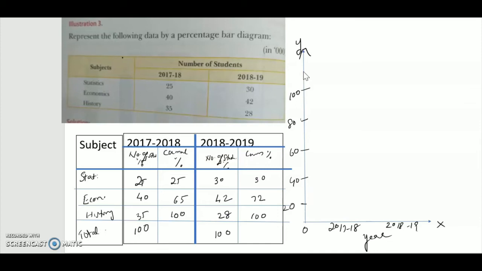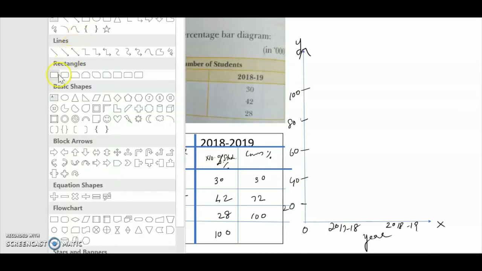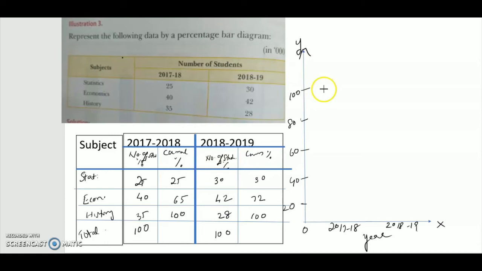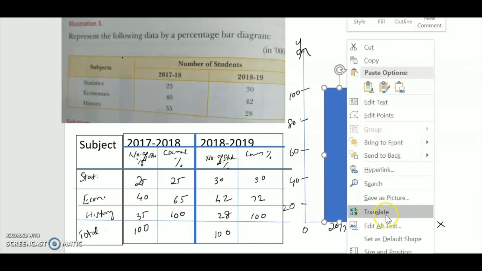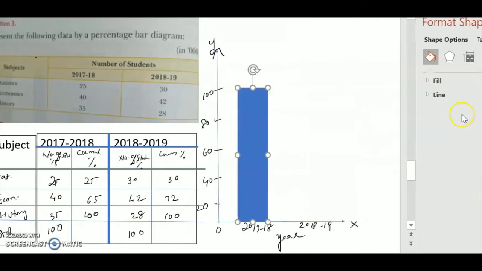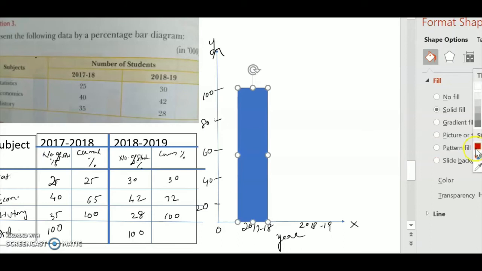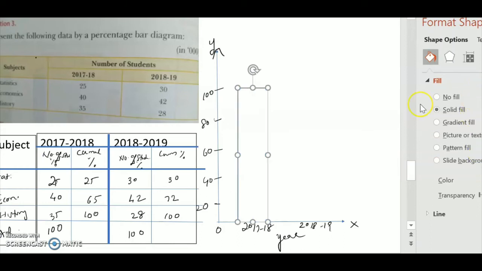So the first rectangular bar, we have to divide that into different parts. In percentages we are going to represent, not as in the case of the component bar diagram. Here percentage, not absolute values. Here I am just changing the color, otherwise you can't see the components. Okay, now it's clear.